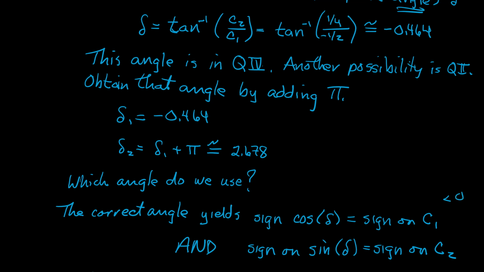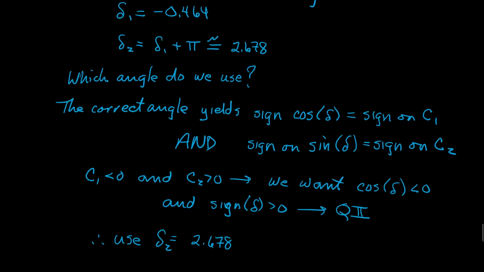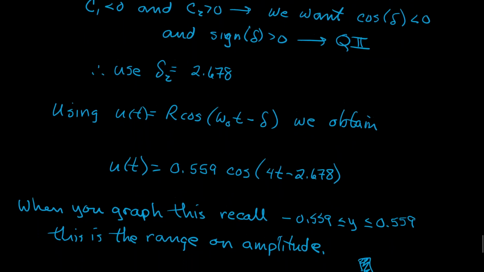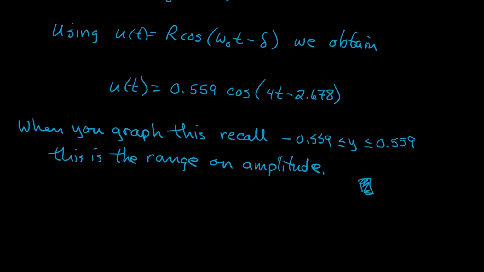Let's see here. Okay, the sign on C1. C1 is negative. C1 is less than 0. Remember, it's the negative 1/2. So the cosine needs to come out being a negative value. And the sine of delta has to have the same sign as C2. Well, C2 is positive. If we have our cosine negative and our sine positive, that has to be in the second quadrant. So the angle that we're going to want to work with is what's in the second quadrant, which is this 2.678, delta 2.